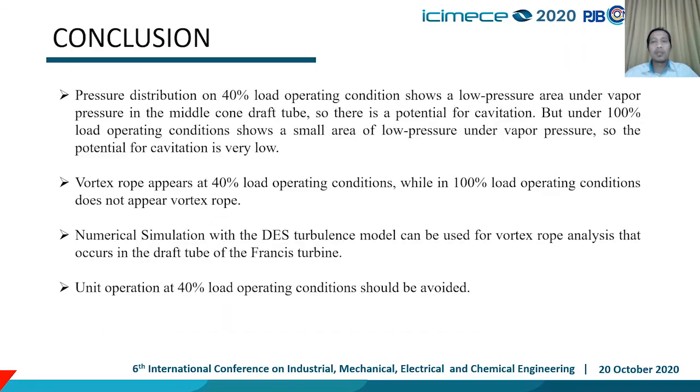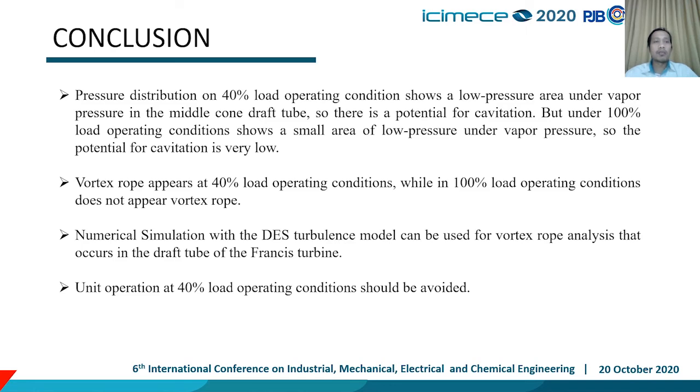So our conclusion is that pressure distribution on 40% load operating condition shows a low pressure area under vapor pressure in the middle cone of the draft tube. So there is a potential for cavitation. But the 100% load operating condition shows a small area of low pressure under vapor pressure. So the potential for cavitation is very low.